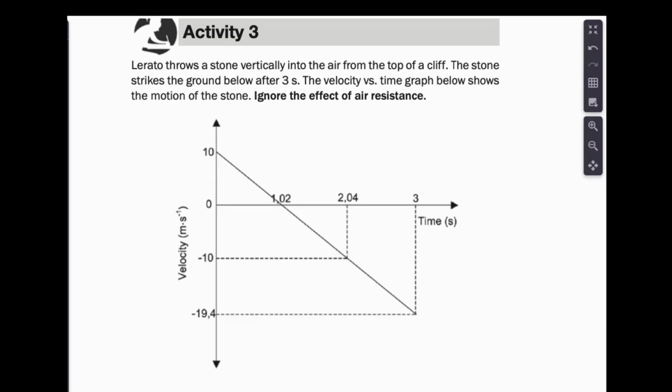Okay, to explain the third part of vertical projectiles, we're going to look at this illustration here. Lerato throws a stone vertically into the air from the top of the cliff, right? The stone strikes the ground below after 3 seconds. The velocity time graph shows the motion of the stone.